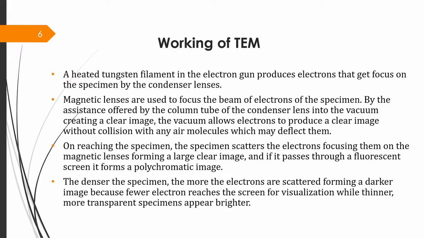When the electron beam reaches the specimen, it gets scattered and we get a clear image on the screen with the help of intermediate and projective lenses. The amount of electrons scattered depends upon the density of the specimen. That is, the higher the density of the specimen, the higher the darkness of the image. The lesser the density, the brighter the image. So, it defines the quality of the picture obtained.